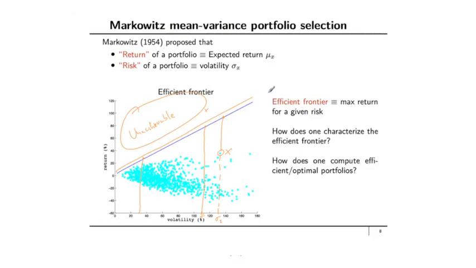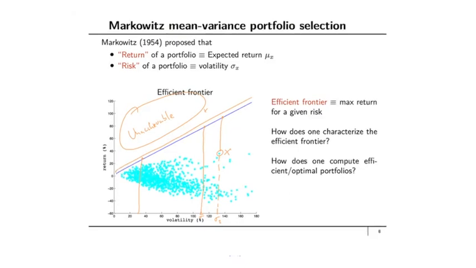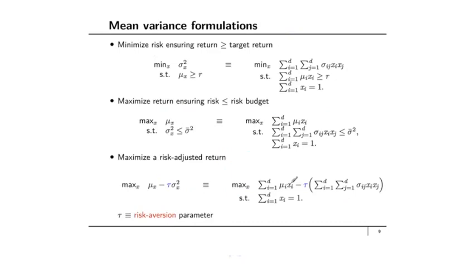So the question that we will answer in the next few modules is, how does one characterize this efficient frontier? How does one compute efficient, or sometimes I'm going to call it optimal portfolios, portfolios that lie on this efficient frontier? There are three different ways in which you can compute the mean variance optimal frontier, that line that I showed you before, which tells you the maximum return for a particular value of risk.